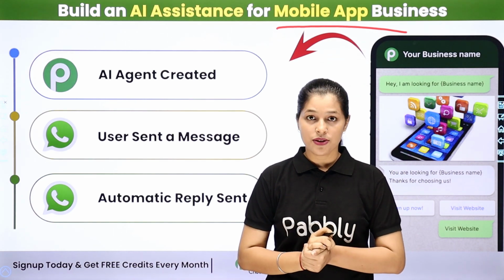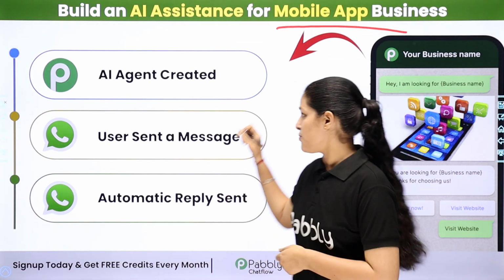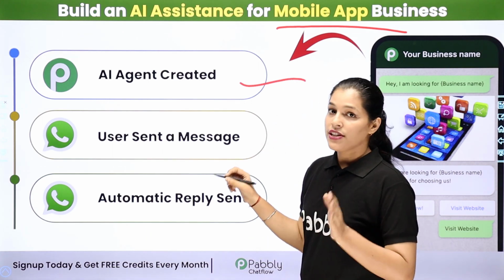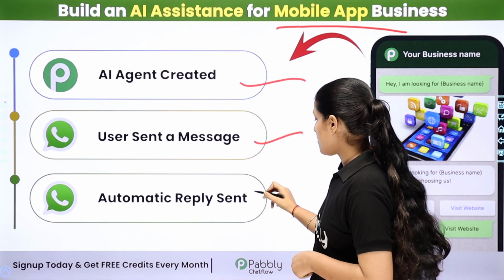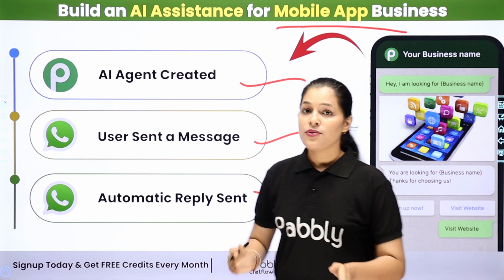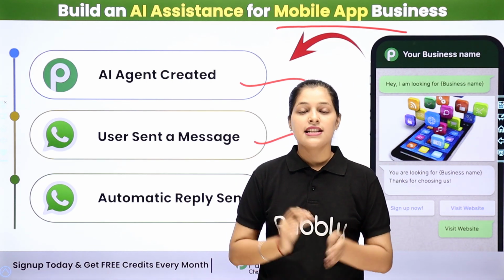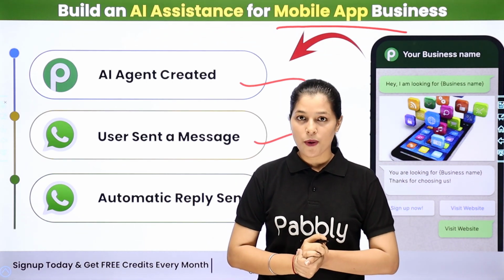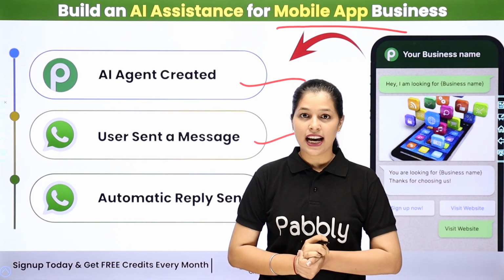Firstly, in this video I am going to build an AI agent using Pabbly Chatflow. Now if a user sends a message, an automatic reply will be sent to them. So if you also want to enhance your customers' experience, then let's dive into my screen and create your own WhatsApp chatbot using an AI agent.